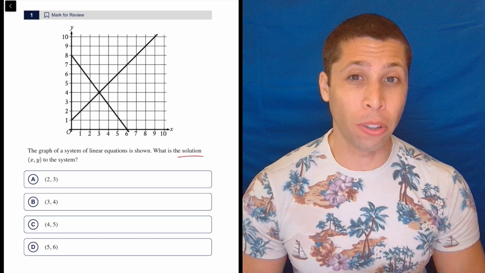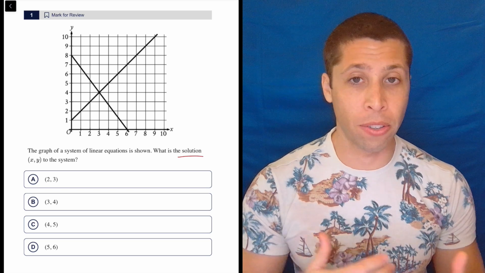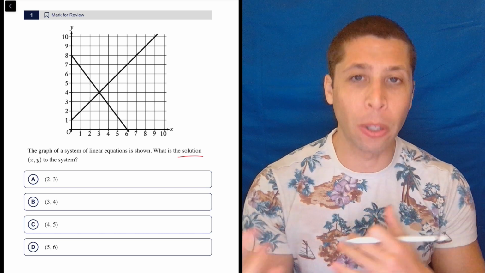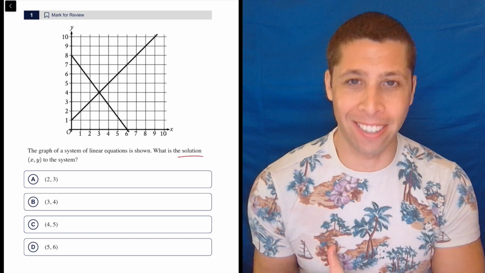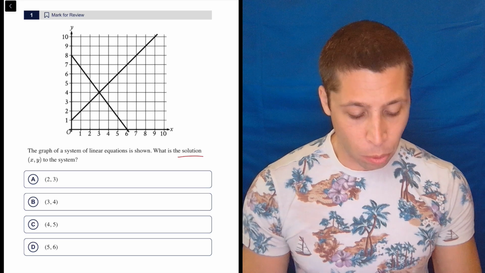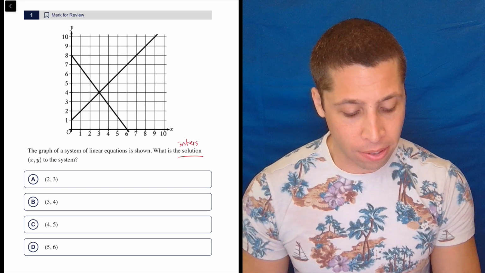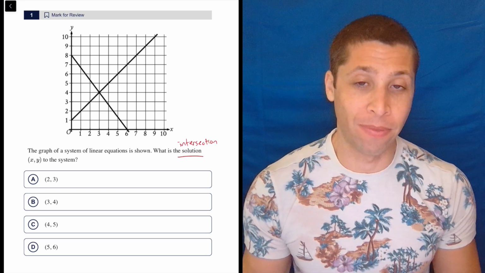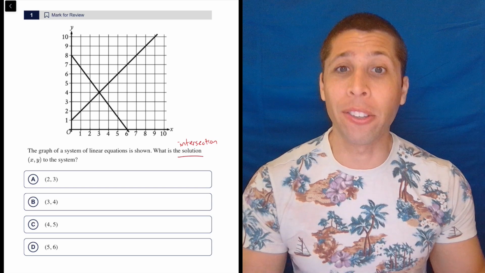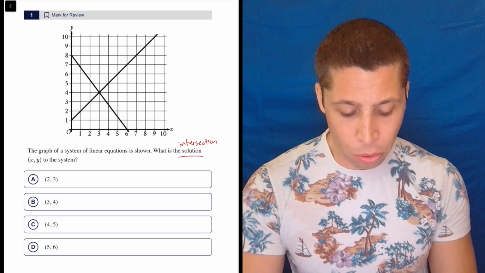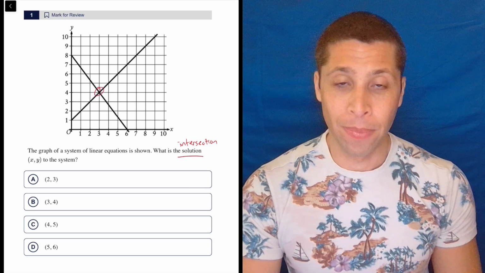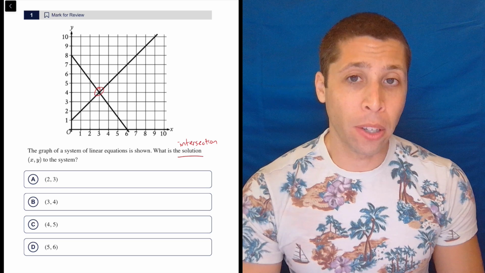When we talk about a solution for a system of equations, or anything with multiple equations that interact, I guess in the XY plane, we're talking about intersections. And so I would hope, again, you'd just figure that out by, well, what else could it be? But where do these two lines cross? Right here.